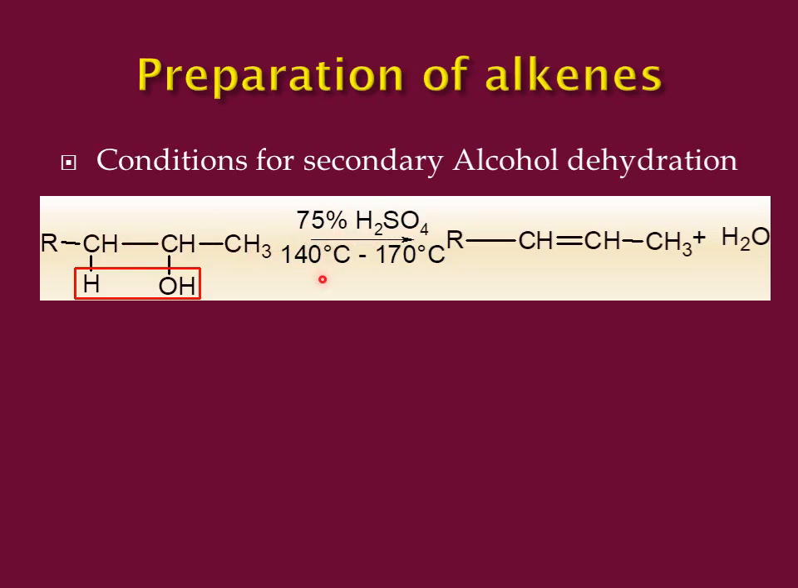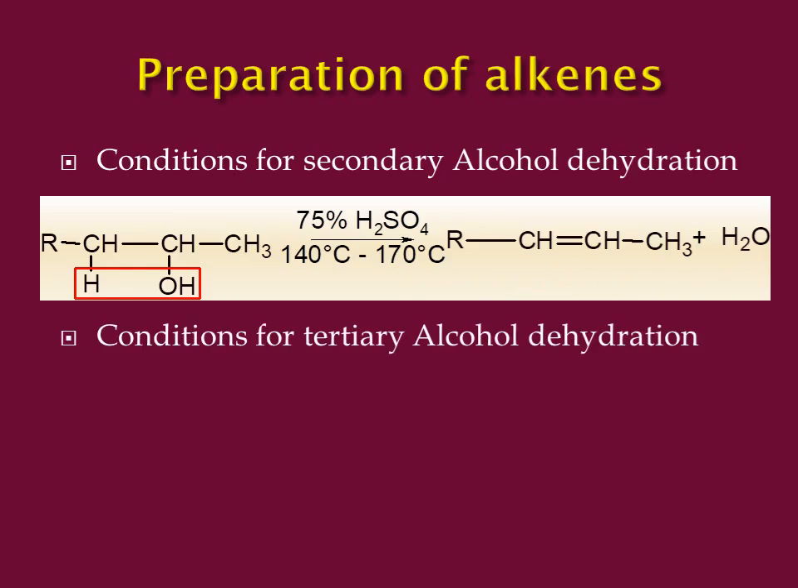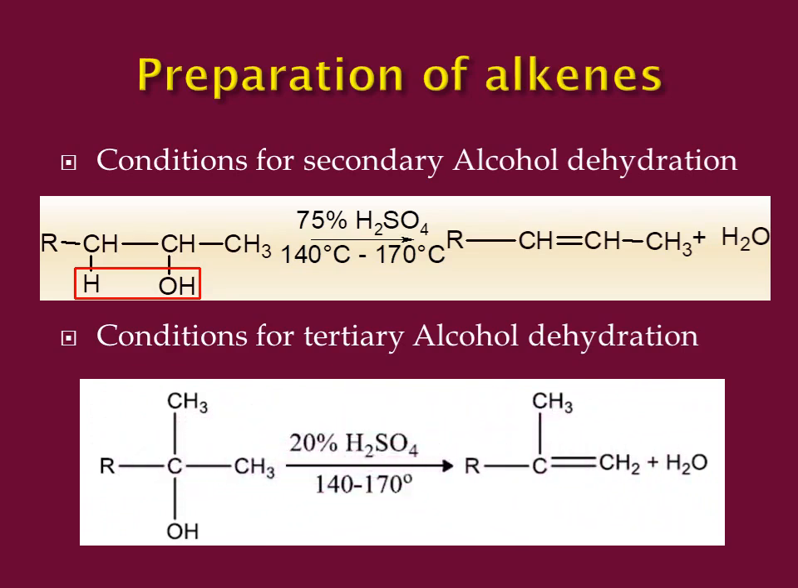The conditions for tertiary alcohol dehydration are 20% sulfuric acid. Now you can see it is a more diluted reagent. Why is it so? Look at the structure of tertiary alcohol. The carbon to which the hydroxyl group is attached is further attached with three carbon atoms. So this structure is relatively less stable because of the crowding and more reactive. Since it is more reactive, then we do not have to provide drastic conditions. It can react under mild conditions, giving an alkene along with water. But secondary alcohol is less reactive as compared to tertiary, so it needs drastic conditions.